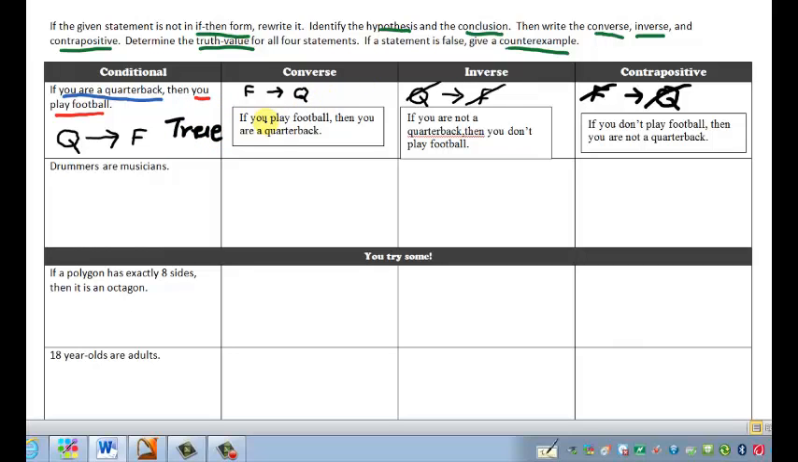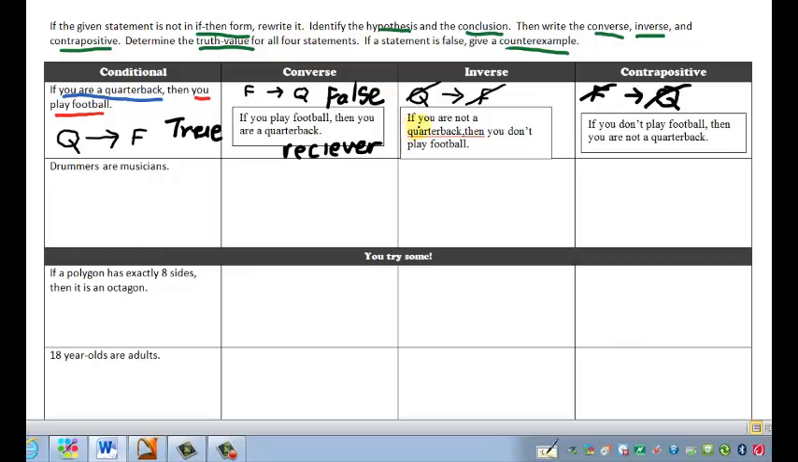Now the next one, if you play football, then you're a quarterback. So all football players are automatically quarterbacks. Is that true? Obviously not. We've got halfbacks, we've got receivers, we've got linemen. So this is a false one. And I just listed a bunch of counterexamples. We're supposed to give a counterexample. Let's say receiver. Or any other position besides quarterback would work.